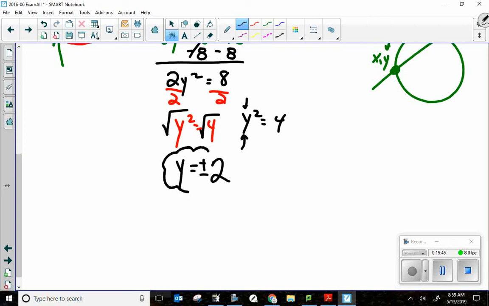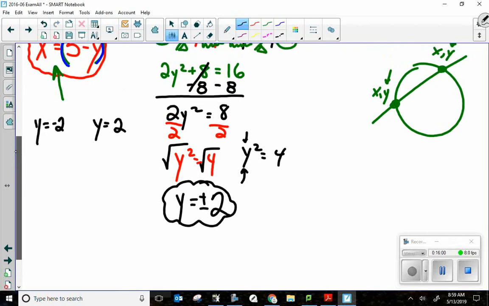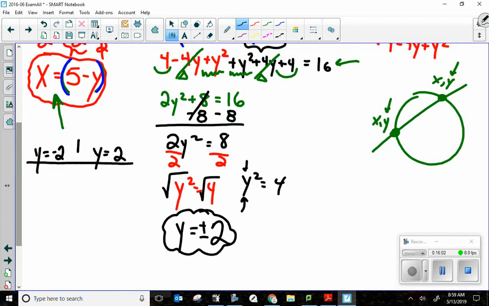But I'm not done. Because when they want the solution to a system, they are looking for a coordinate, a point. In this case, you're going to have 2 points. So right now, I have y equals negative 2, and I have y equals positive 2. So how do I solve for the x? I know x equals 5 minus y. I'm going to absolutely use that.